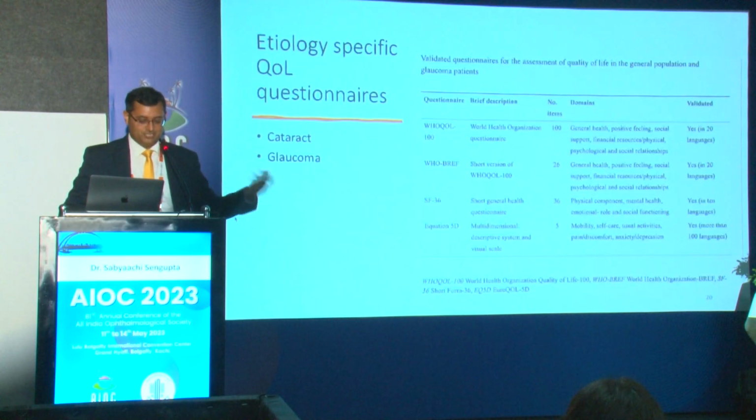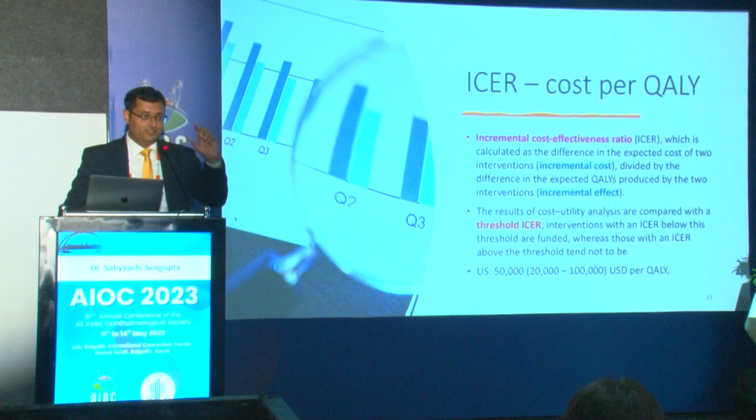There are many questionnaires for cataract-specific, glaucoma-specific, and AMD-specific quality of life. Once you have the quality of life, what we do is calculate the ICER, that is, the incremental cost effectiveness ratio, which is cost per QALY. This is generally what most governments are calculating. We can't go into details of how this is done.